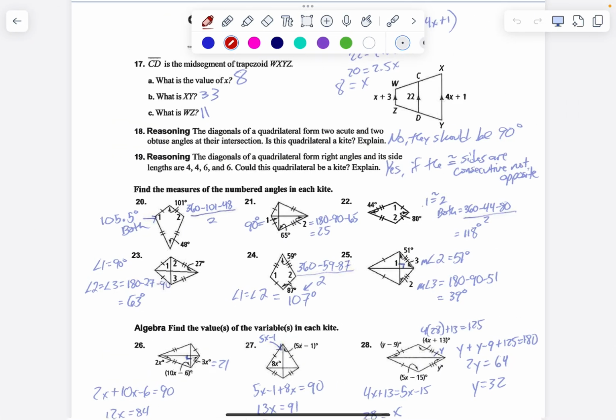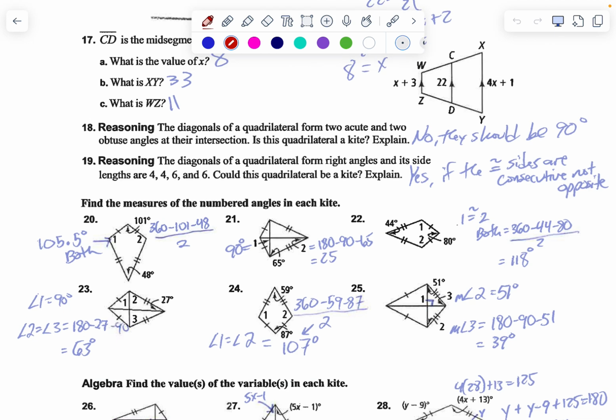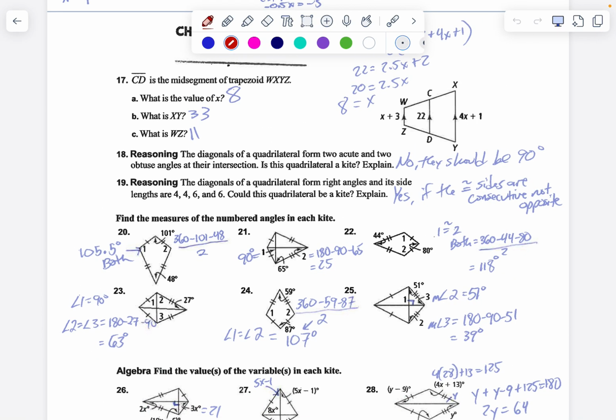So pull that out. If you didn't do it, don't just copy answers. It's not going to help you. This is for those of you who did. Number 18: diagonals of a quadrilateral form 2 acute and 2 obtuse angles. The diagonals do. Is this a kite? No, because they should be perpendicular. Okay.